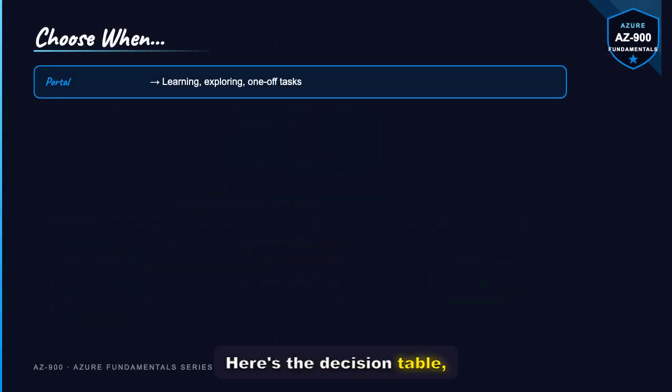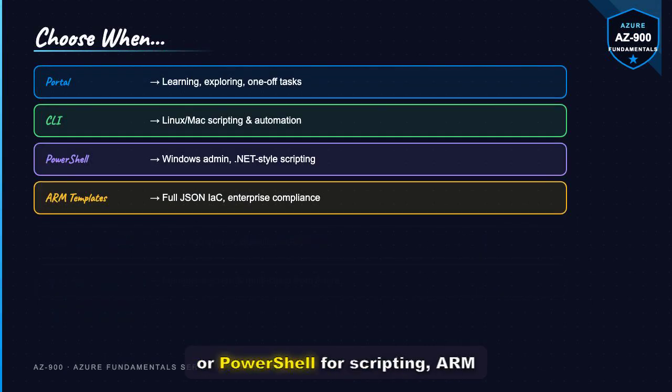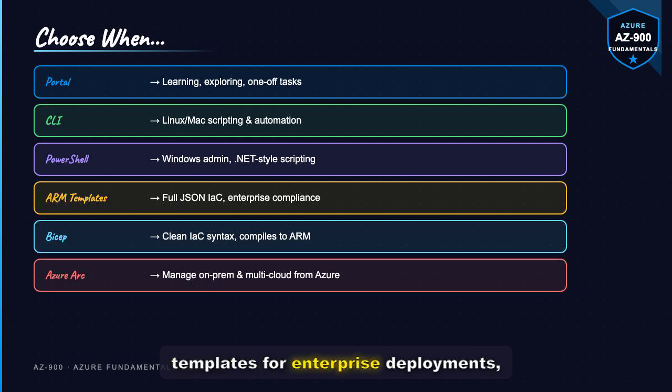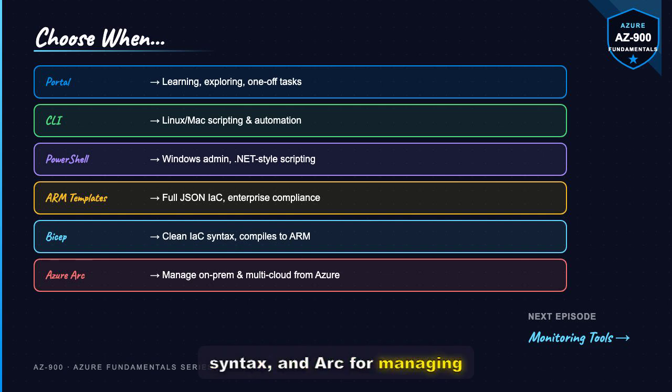Here's the decision table. Portal for exploring, CLI or PowerShell for scripting, ARM templates for enterprise deployments, Bicep for the same power with better syntax, and Arc for managing resources outside Azure. Next up, monitoring tools.